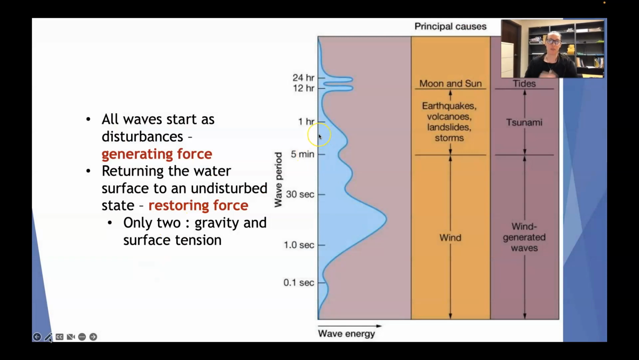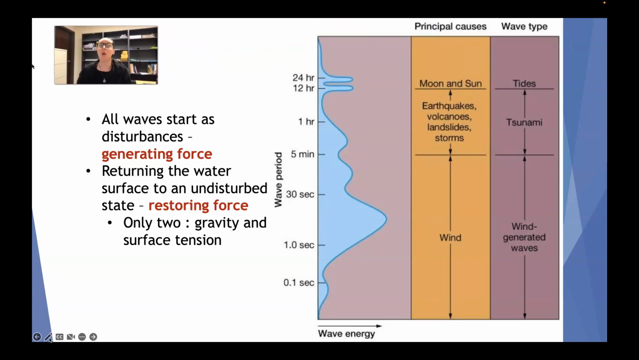So when we're considering how waves occur, all waves, every single one of them, start with some sort of generating force. So some sort of cause made the energy go through water. And then the returning of that water surface to an undisturbed state is called the restoring force. And there's only two restoring forces out there. One is gravity, and the other is surface tension.